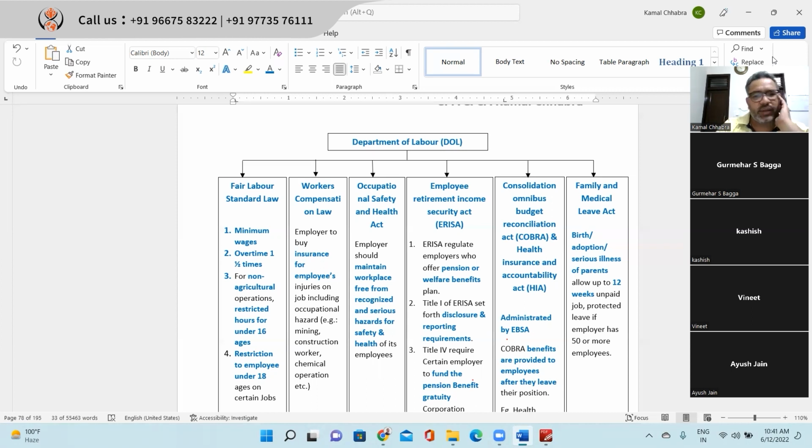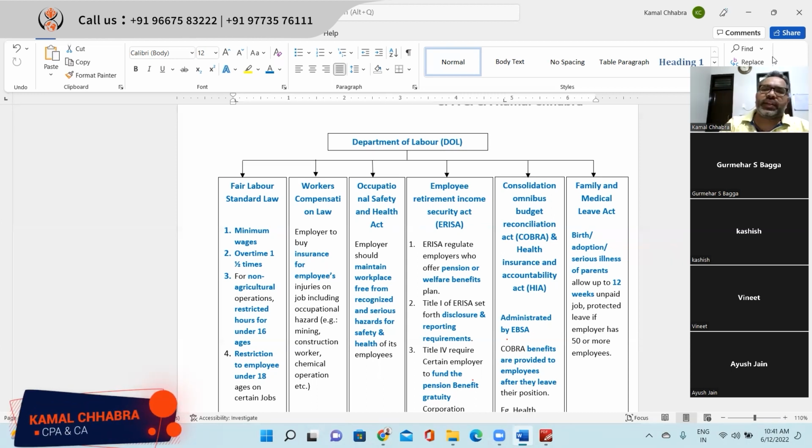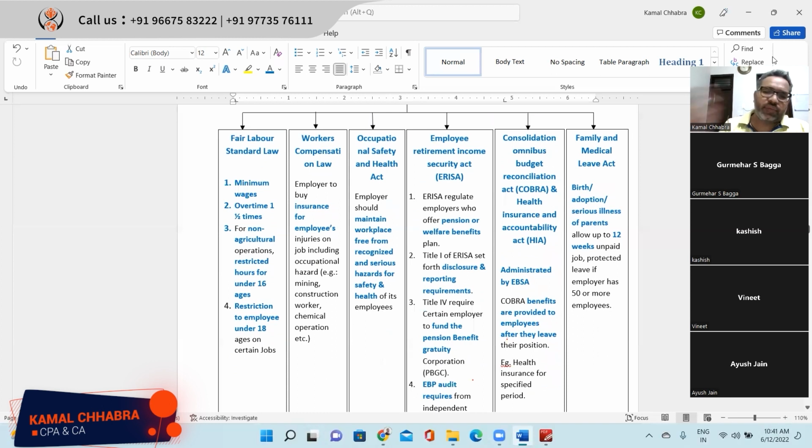In addition to that, in the Department of Labor there are more than 180 laws. We should not be bothered about the rest of them, right? So let's understand what these 6 laws say and why they are relevant for our CPA study purpose and CPA practice purpose in future. First one is Fair Labor Standards Law.